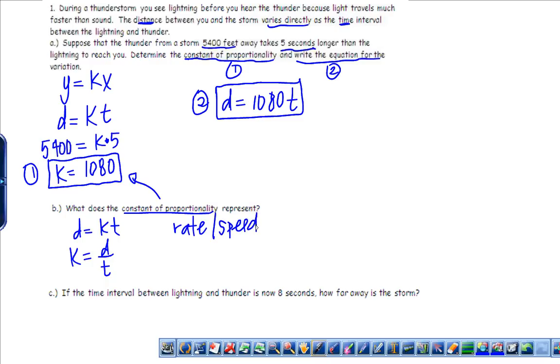So in our problem, what represents a rate or a speed? Speed of sound. So that would be the thunder that we're talking about. But the speed of sound is not exactly this. It actually is 1,126 feet per second. And we are talking about feet per second. So we're not exactly on. So how about we say close to the speed of sound, because we're not exactly right on.